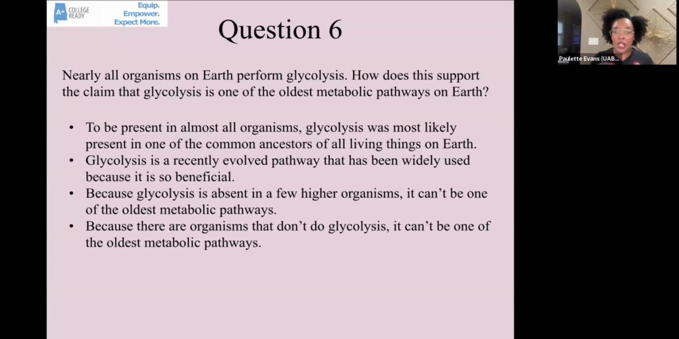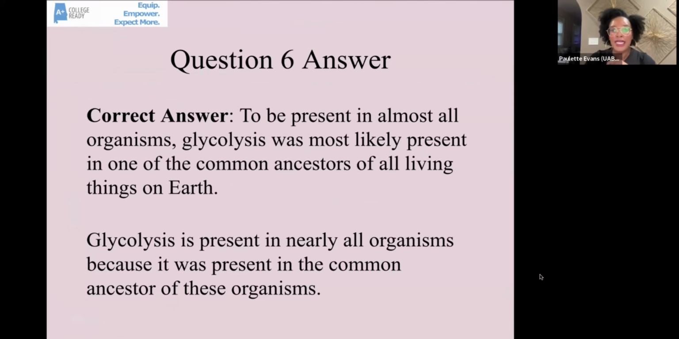Okay, the question says nearly all organisms on Earth can perform glycolysis. And so that takes at least one answer choice out of the mix altogether. So it seems like glycolysis is a highly conserved process. And so the best answer choice here is the first answer choice. To be present in almost all organisms, glycolysis was most likely present in one of the common ancestors of all living things on Earth. Glycolysis is present in nearly all organisms because it was present in the common ancestor of all these organisms. It's a highly conserved process.